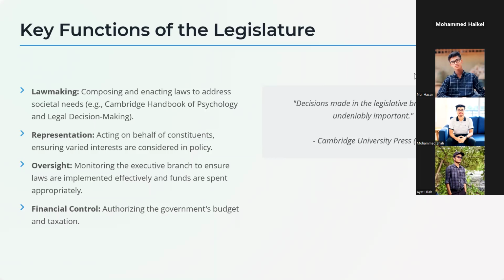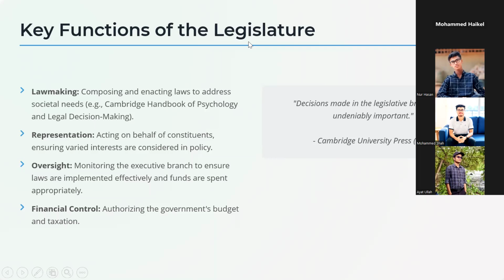They monitor the executive branch to ensure that laws are implemented. And they also have the financial control. They authorize the government budget and taxes. So when a new tax is going to be introduced, it has to be debated in the parliament before it is introduced. And when a government makes its own budget, it's supposed to be taken to the, no, sorry, the parliament, and read and debated before it is implemented.